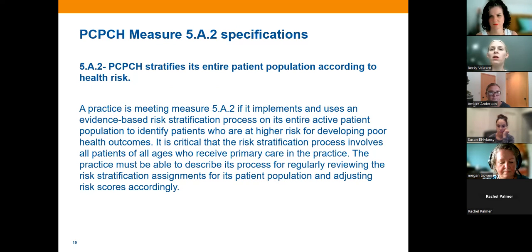Now let's review measure 5A2. PCPCH stratifies its entire patient population according to health risk. A practice is meeting measure 5A2 if it implements and uses an evidence-based risk stratification process for all its active patients to identify those at greater risk for developing poor health outcomes.